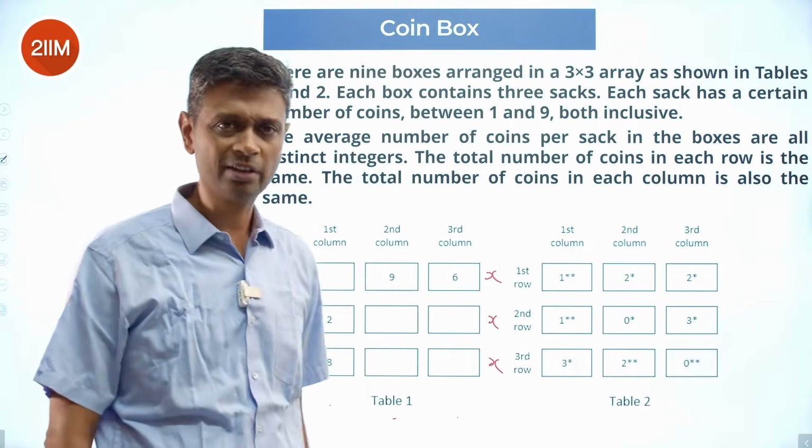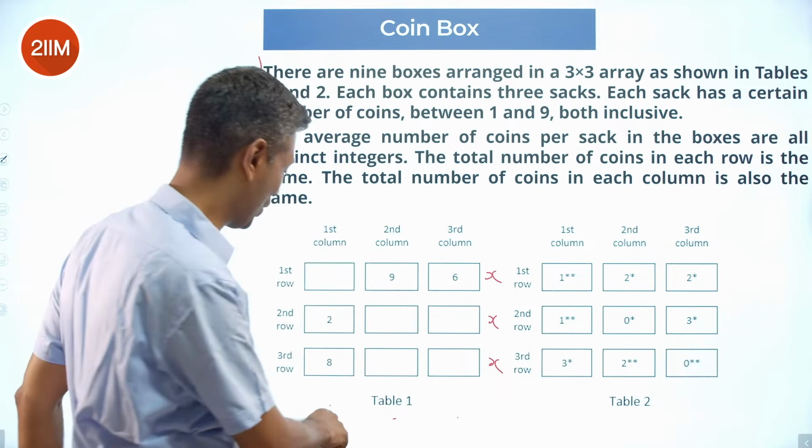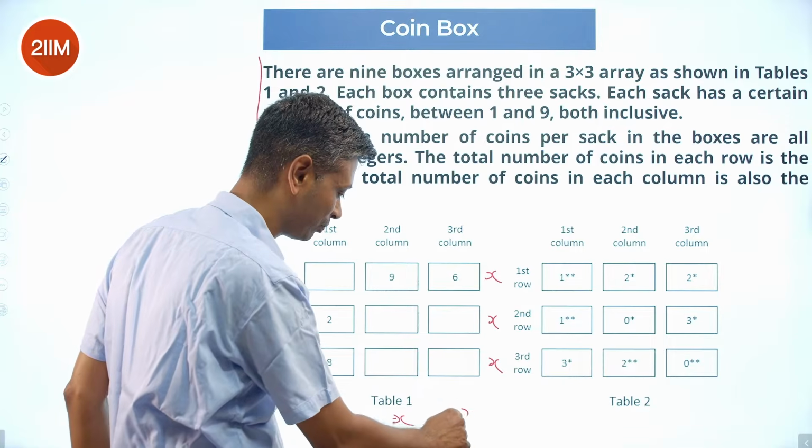All put together is 3x. All put together is 3y. So it's also x, x, x. Same number, right? Each column should also add up to the same total.